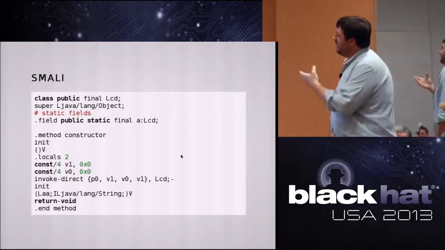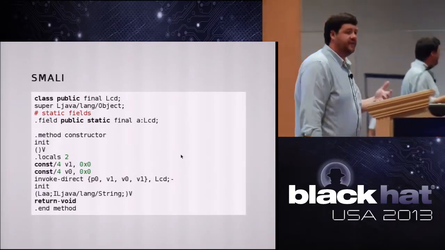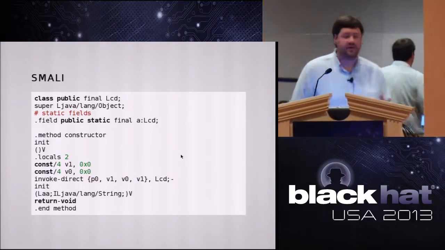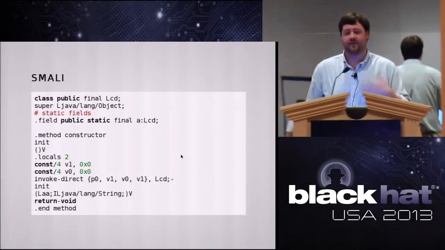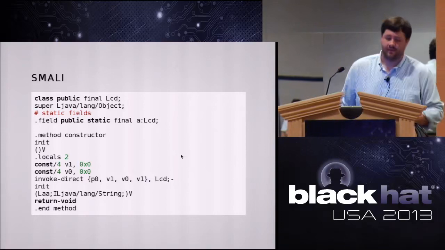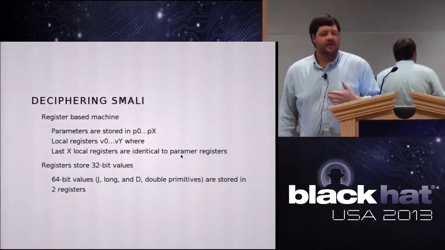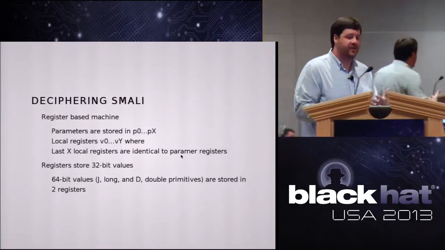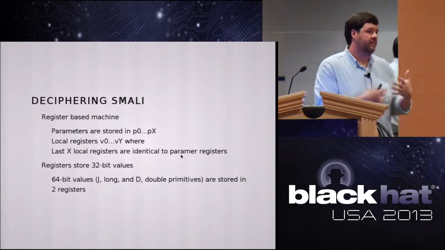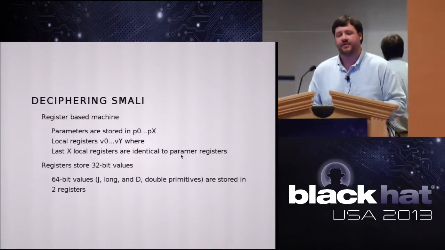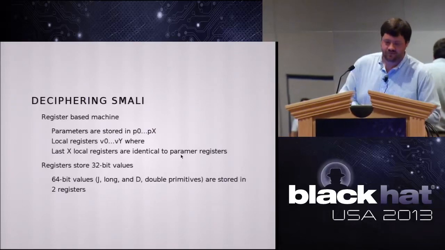This is defining a constructor method, init. Got a couple of locals. So you have these P0, V1, V0, V1. These are registers. P registers are parameters that are passed in. V are virtual registers that you're using within the method. The last X number of registers, depending on the parameters passed in, are overlaid on the last V registers. You might not ever be exposed to that, but it's something to look out for if you're ever doing this.